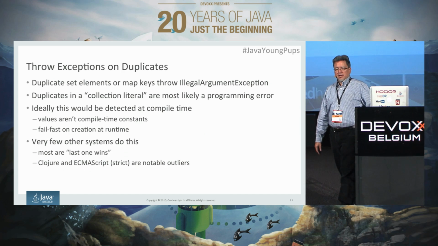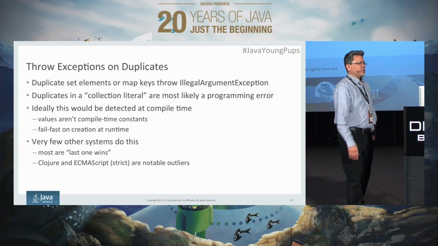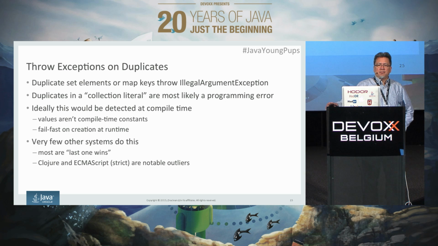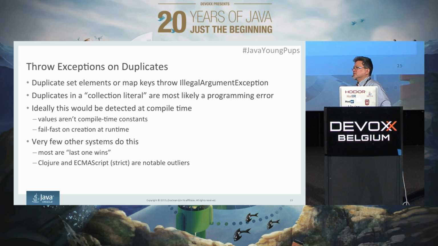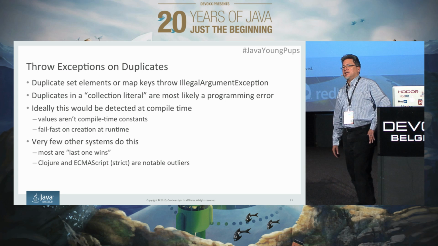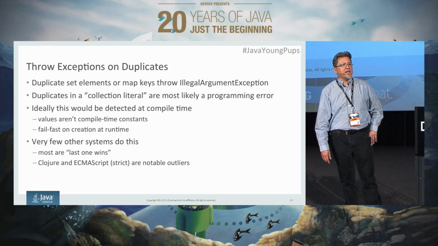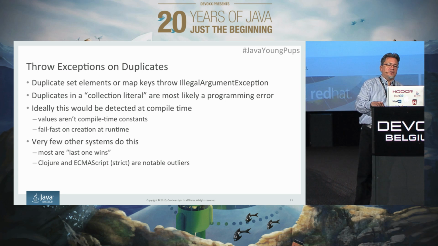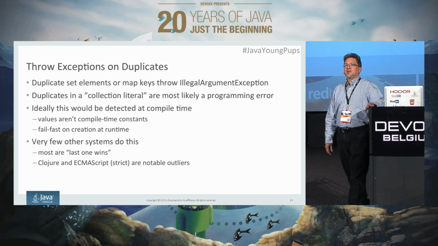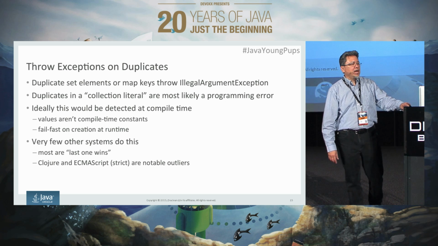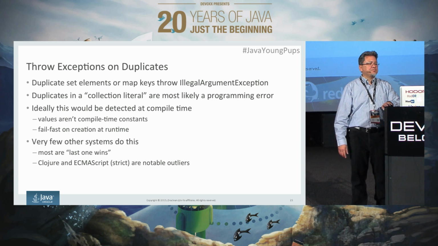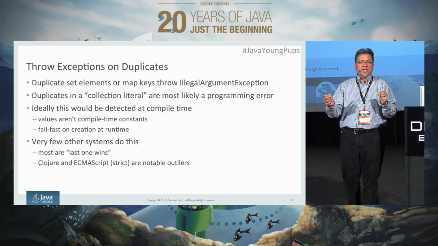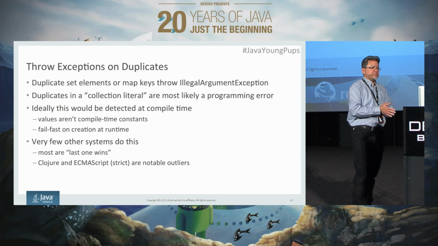Okay, so here's another design decision that I thought would generate a lot of controversy, but it was a surprisingly quick agreement on this. What happens if you are constructing a set or a map and you have duplicate elements for the set or duplicate keys for the map? I did a survey of a bunch of different programming languages, and it turns out that most of them have some policy like last one wins. I found this kind of surprising, because if you're writing out elements in a literal and they're duplicates, that's probably a programming error.